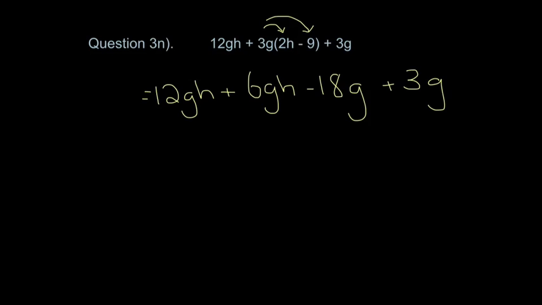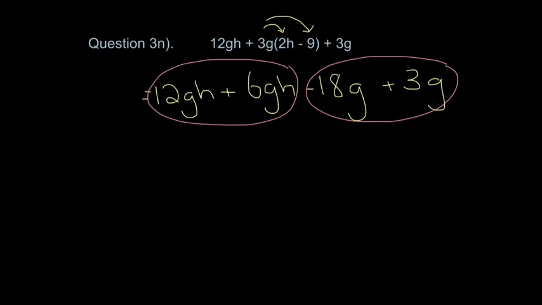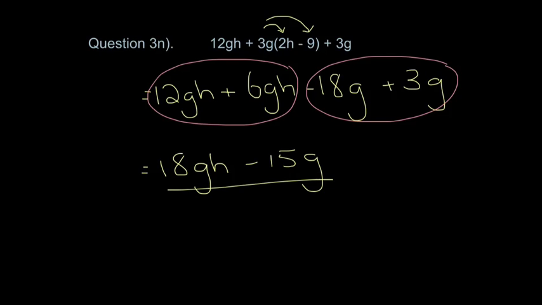Now looking at this, hopefully you can see we've got 2 bundles of like terms. We've got a pair here, which both end with gh, and a pair here, which both end with just the letter g. So let's bunch them up. 12 plus 6 is 18, so we've got 18gh. Negative 18 plus 3 will leave us at negative 15. So we've got negative 15g, and that's the solution. See? It didn't look that scary in the end after all.